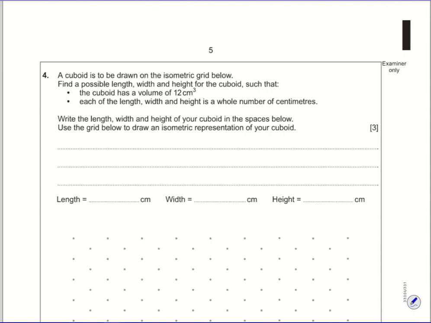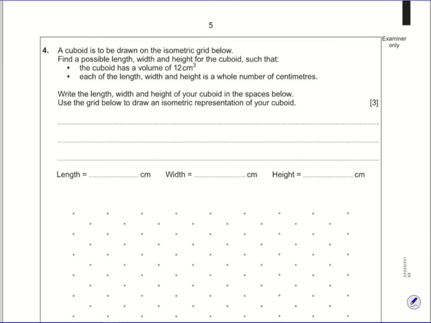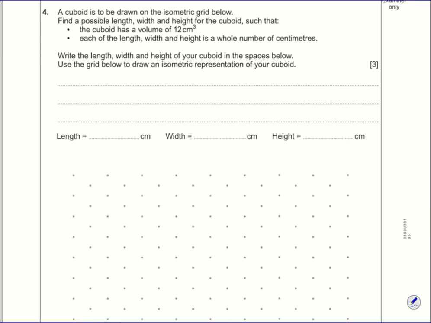Okay, then we're on to some isometric drawing linked to volume. So first of all, we've got to find some potential dimensions for a cuboid that's got volume of 12 centimetres cubed. So volume is when you times the length, the width and the height together. So you've got a few options here actually.